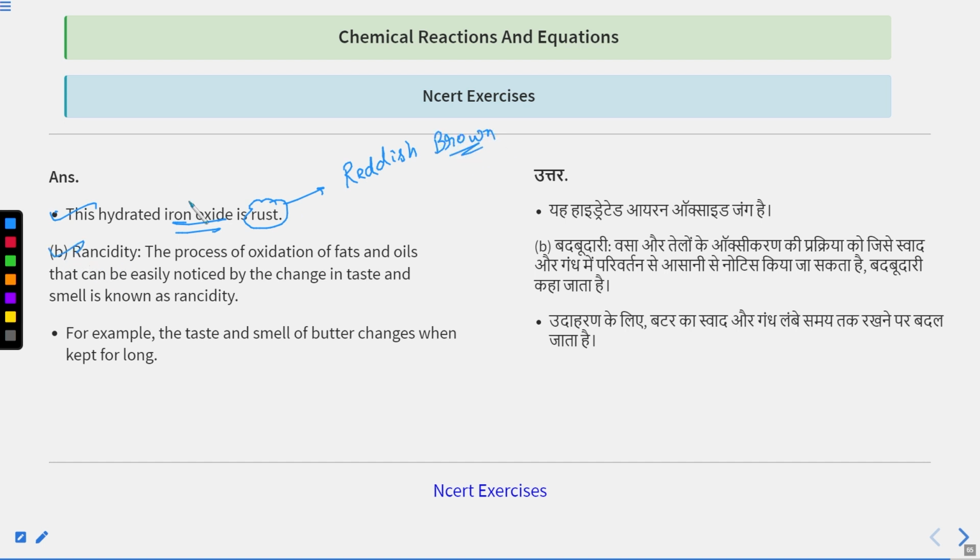Next is rancidity. And not only rusting is part of corrosion, corrosion has tarnishing as well, right? Tarnishing in case of copper and silver. Okay, note down this point. In case of copper and silver, this corrosion process is named as tarnishing.